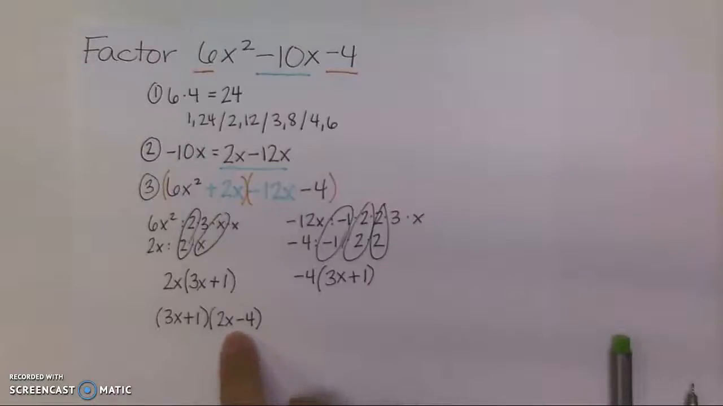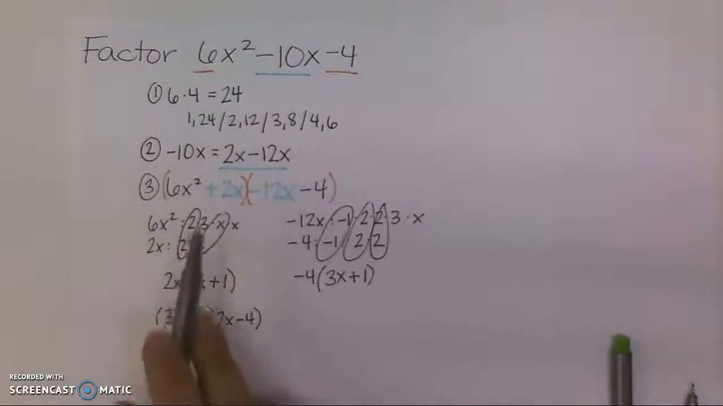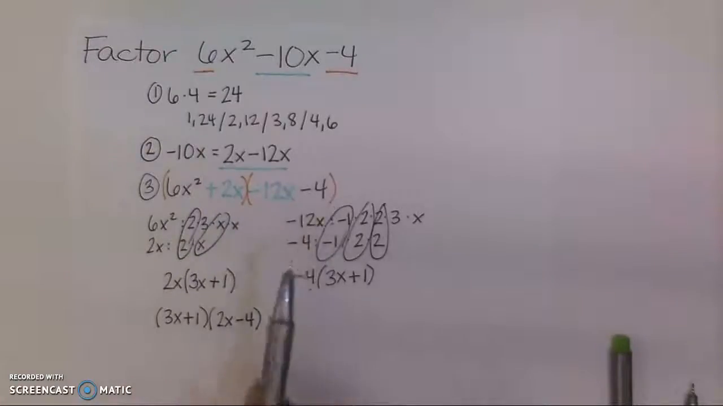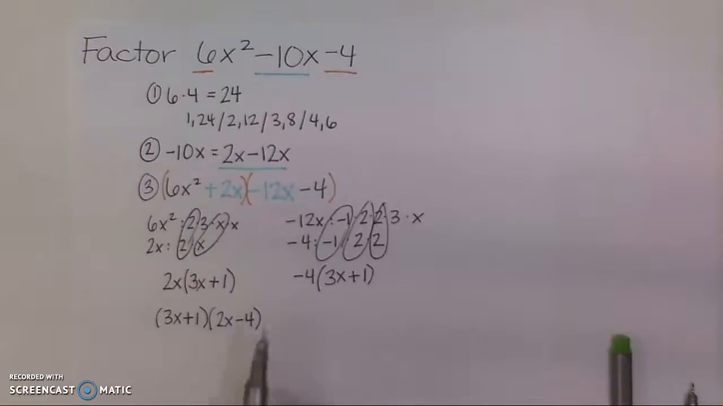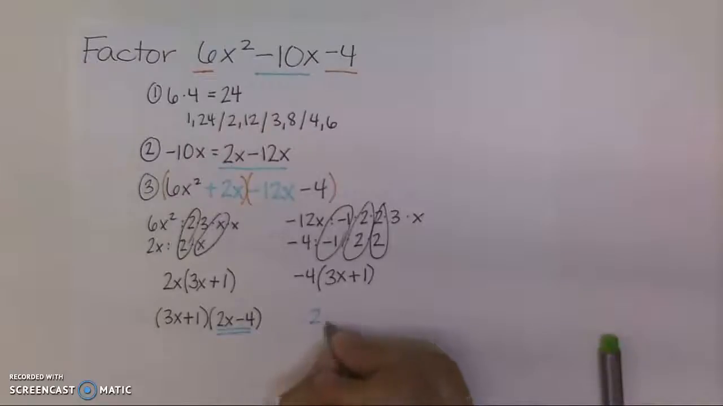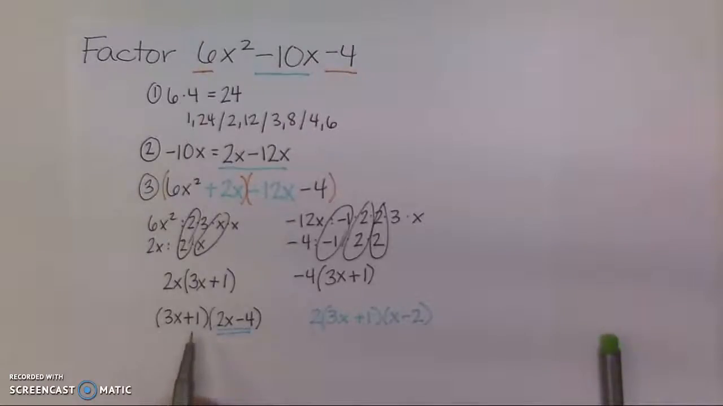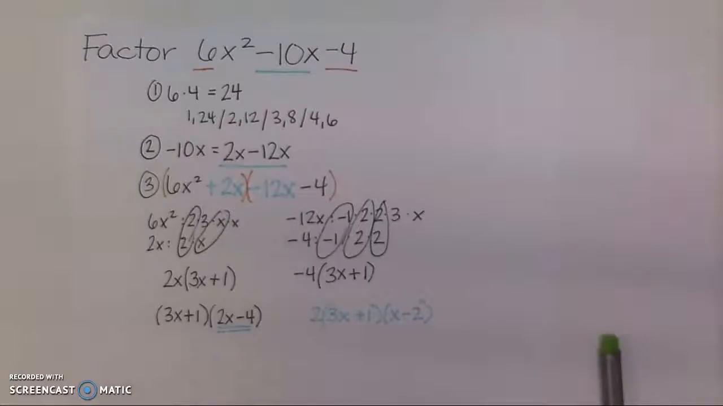Now the tricky thing about this is if I would have switched this order, so if it would have been 6x squared minus 12x plus 2x minus 4, I would get a different binomial here. And the reason for that is because of this. Right here, if you look at this binomial, they have something in common, don't they? They have a 2 in common. So really, if I'm simplifying this as far as I can go, I would pull that 2 out. So it looks like this. Your other answer would have been 6x plus 2 times x minus 2 if you would have done it the opposite way.